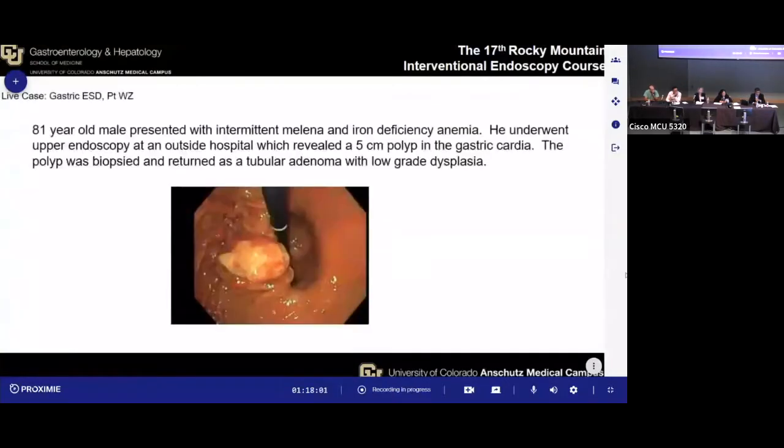This next case is an 81-year-old male presenting with intermittent melena and iron deficiency anemia. He underwent an upper endoscopy at an outside hospital, which revealed a 5-centimeter polyp in the gastric cardia. The polyp was biopsied and returned as a tubular adenoma with low-grade dysplasia.